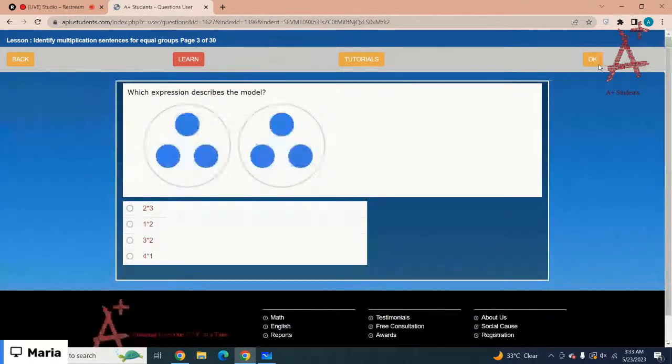Okay, the next one is which expression describes the model. So which is the correct option? You have two groups each with three dots. So the correct option is 2 times 3. Got it? It would be 2 times 3.